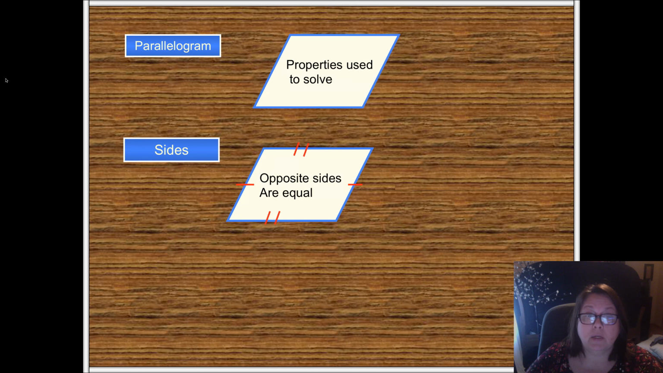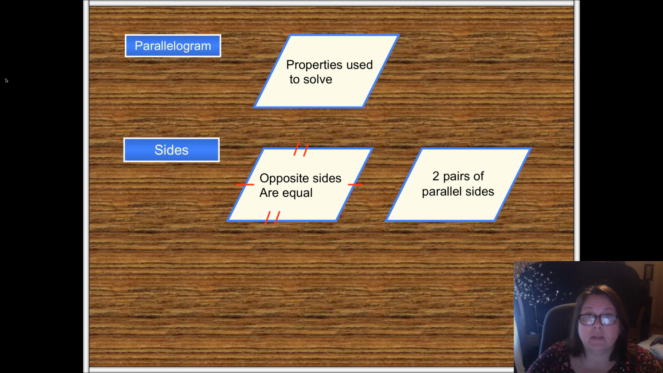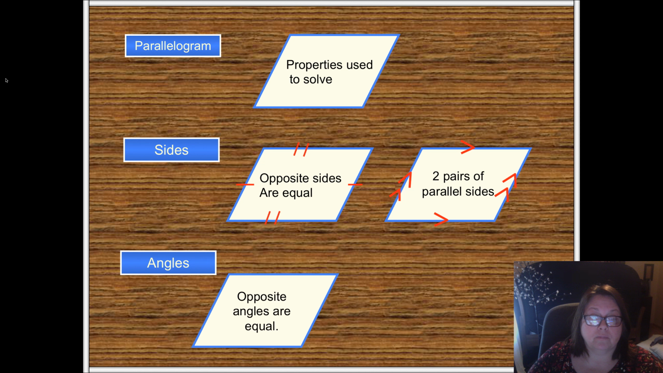Now, it should be noted that the left and the right sides are not equal to the top and the bottom sides. That's the reason that you have double tick marks on the top and bottom and single tick marks on each side. Okay, the other thing that we should know about the sides is that I have two pair of parallel sides. The left and right are parallel to one another, and the top and bottom are parallel to one another. Okay, the next thing we want to look at then are the angles.